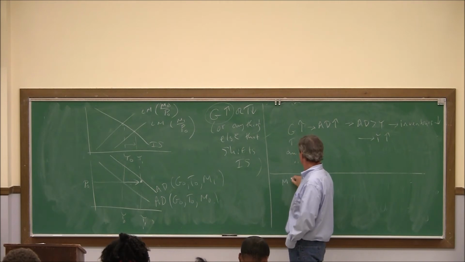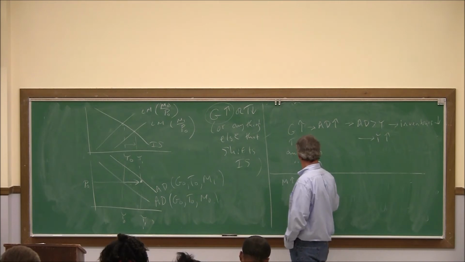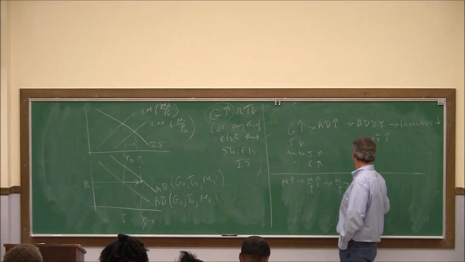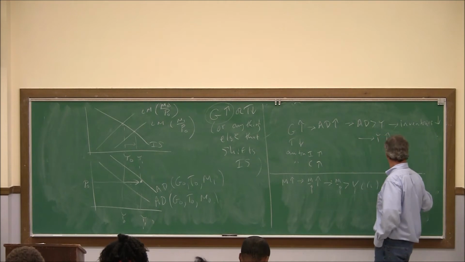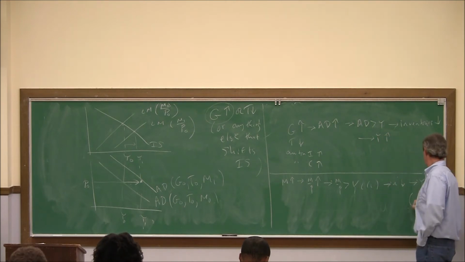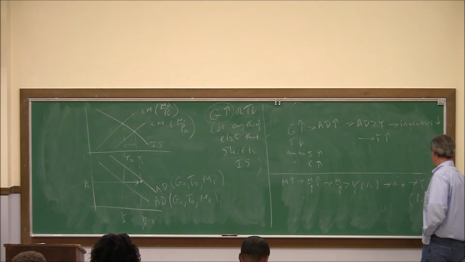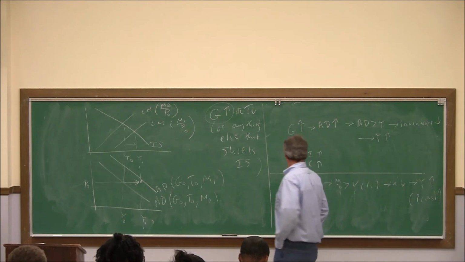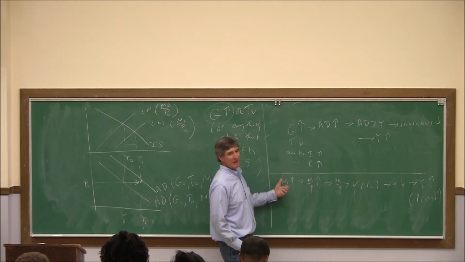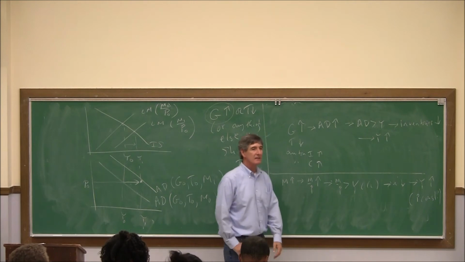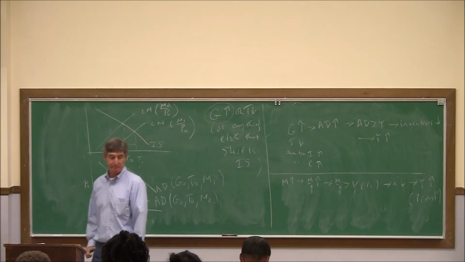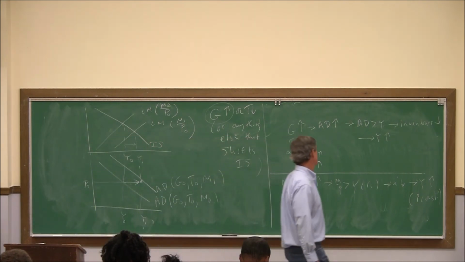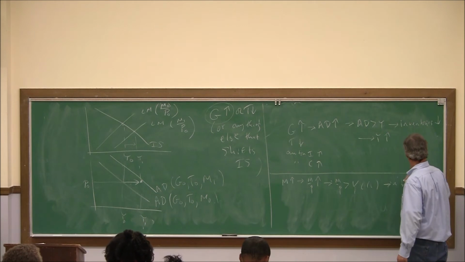M up with P constant, so M over P goes up. So money supply, we've done this one, is greater than money demand, so the interest rate falls and output goes up. We did it with price going down, but it's the same intuition. Oh, yeah, there's investment going up in there.